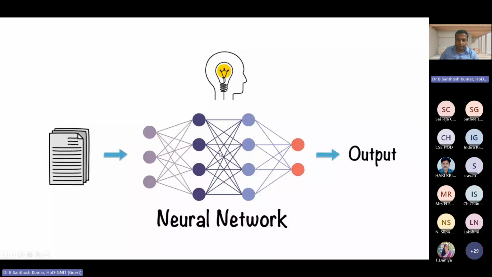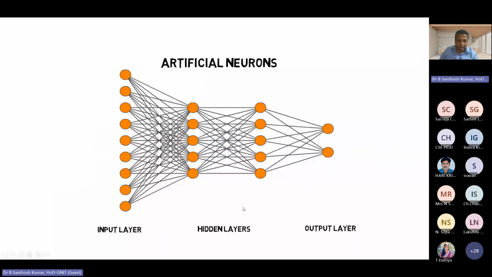So these are neural networks. The input layers are there, and these are all called the hidden layer. All the input layers are connected with the hidden layer. It is not a one-to-one connection. It is a many-to-many connection.